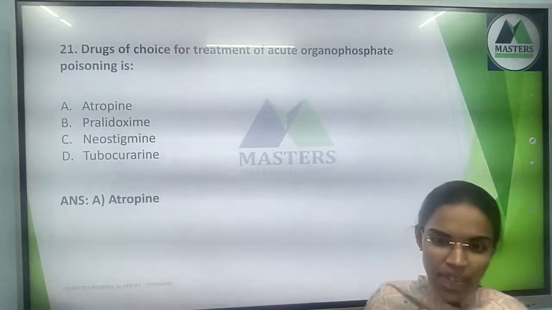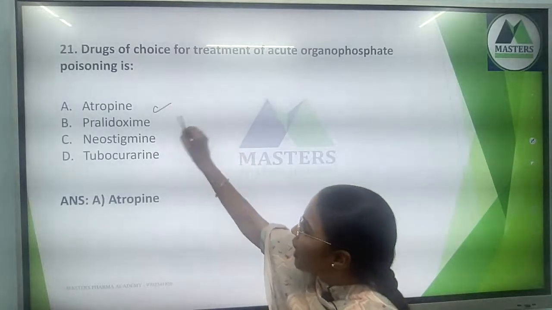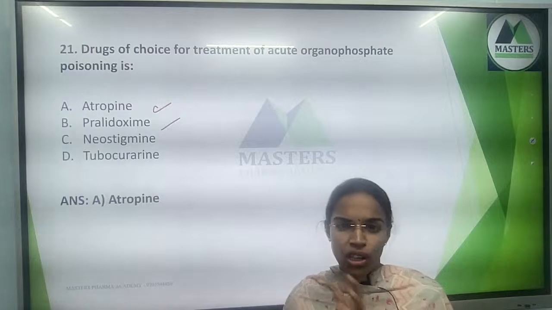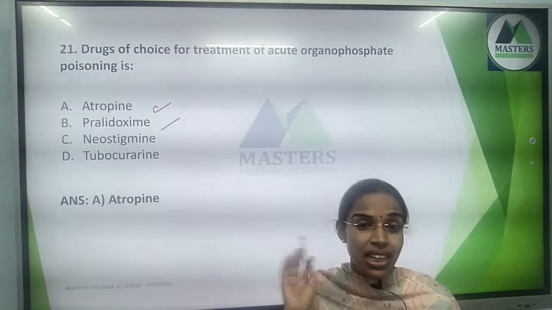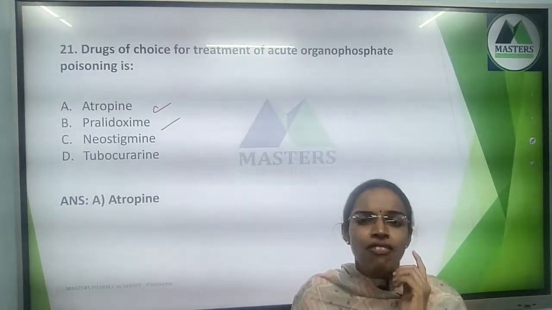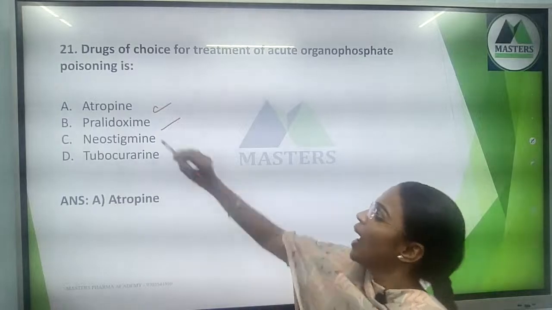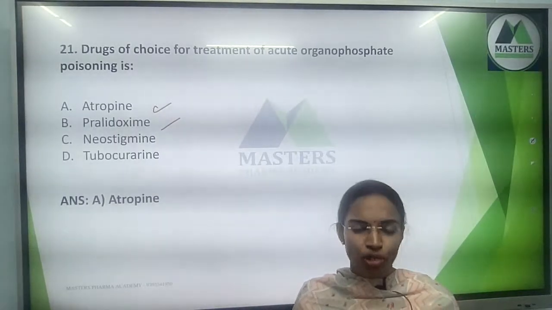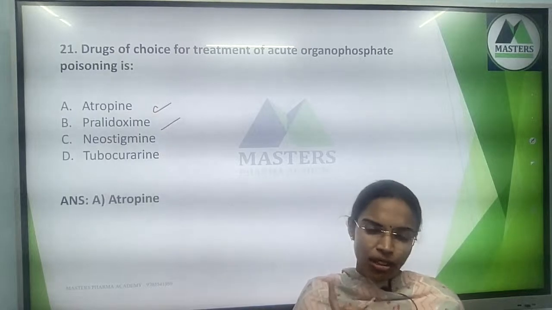Right, very good. Both atropine and pralidoxime are used in the treatment of acute organophosphate poisoning. But here the question is the drug of choice. The first line of choice is atropine. Atropine is used in the treatment of acute organophosphate poisoning as the first-line drug.